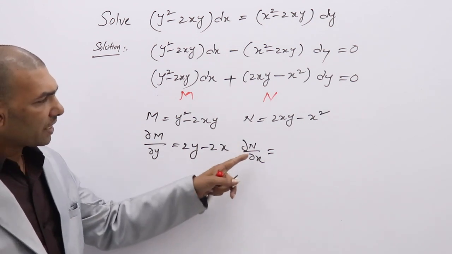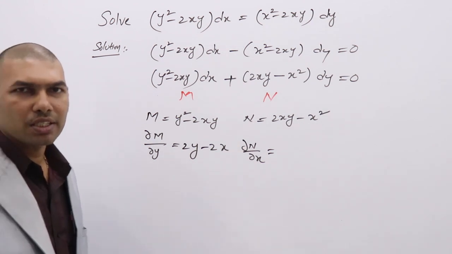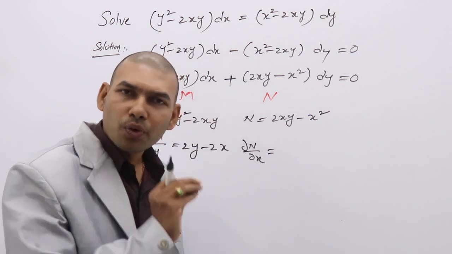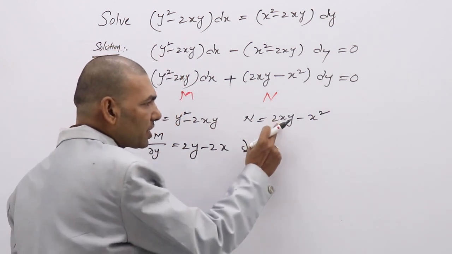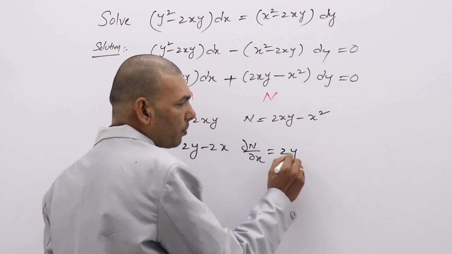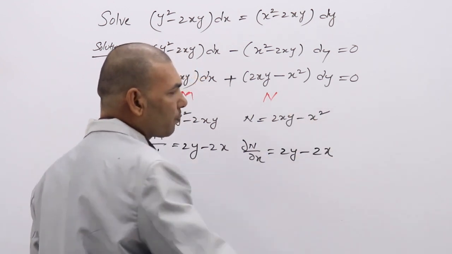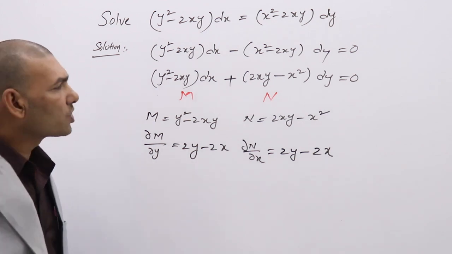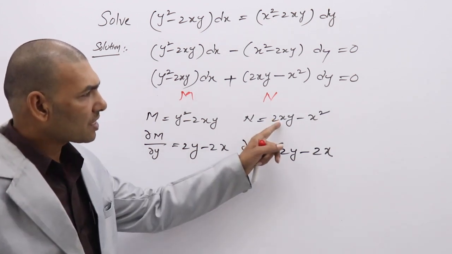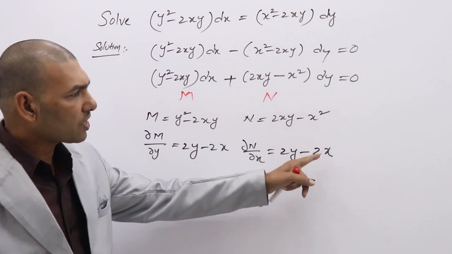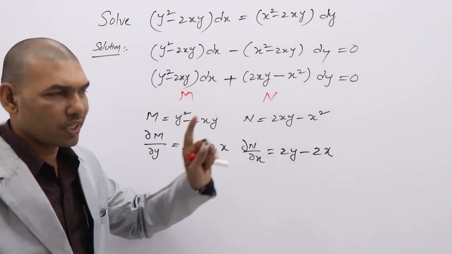That means differentiate N partially with respect to x. Differentiate x terms only, don't differentiate y. Differentiation of x is 1, so the term gives y. Differentiation of x square is 2x. Differentiation of x is 1. Differentiation of x square is 2x, keeping y constant.